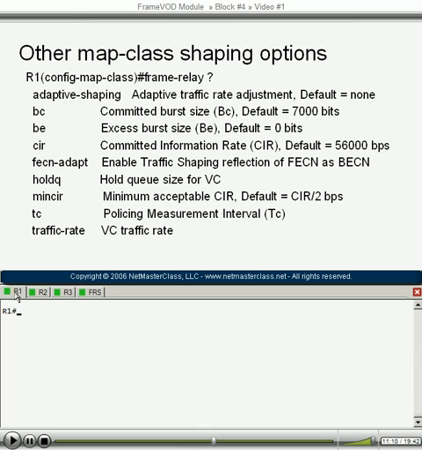The Hold Queue map class command controls the size of the shaping buffer. It is 40 packets deep by default. It can be configured between 1 and 1024.